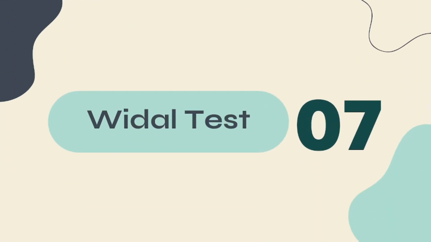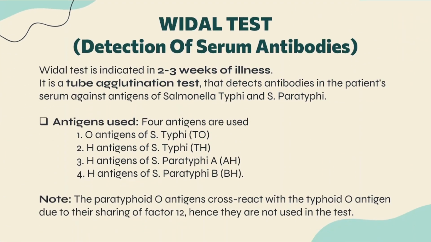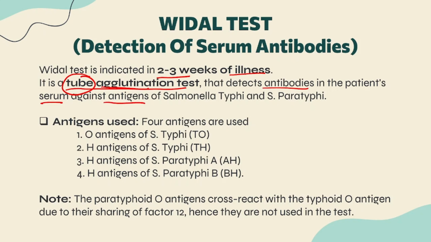ठीक है? So Widal test में क्या होता है guys? The Widal test is done usually by the second or third week of illness. In the lab diagnosis video you know this thing already. And the Widal test is an example of a tube agglutination test, guys. Tube because test tubes are used, and over here it's an antigen antibody reaction. So therefore it's a tube agglutination test which is helpful in detecting the antibodies in the patient's serum against the antigens of Salmonella typhi and Salmonella paratyphi.